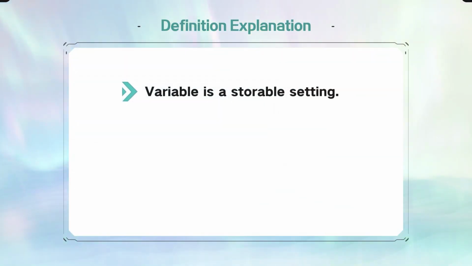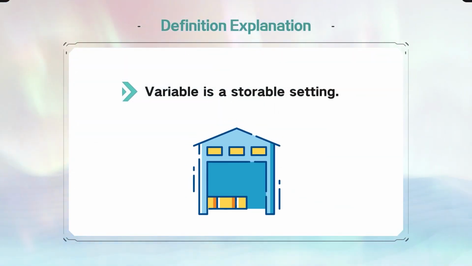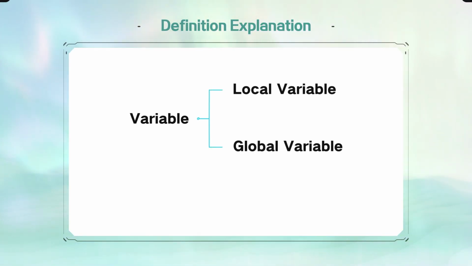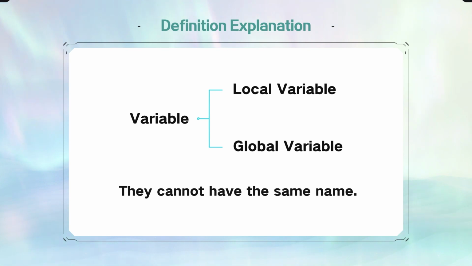Variables is a storable setting. We can think of variables as warehouses. Different types of variables can store different information. Variables can be divided into local variables and global variables according to the scope. They cannot have the same name.